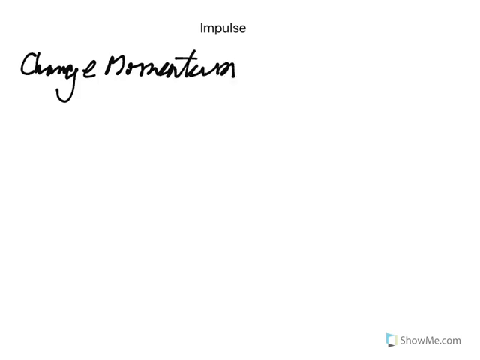Alright, today's lesson is on impulse. So if we want to change the momentum of something, then we need to do something. So essentially though, what do we need to do? We need to apply a force. Alright, so speed it up, slow it down, change its direction, we need to apply a force involved in that.